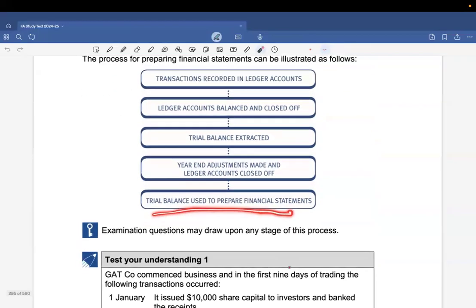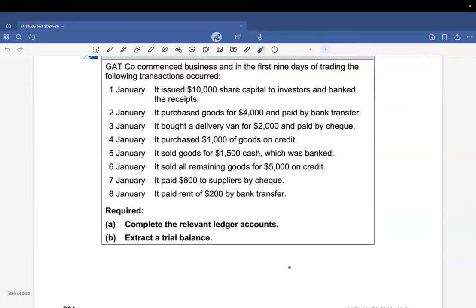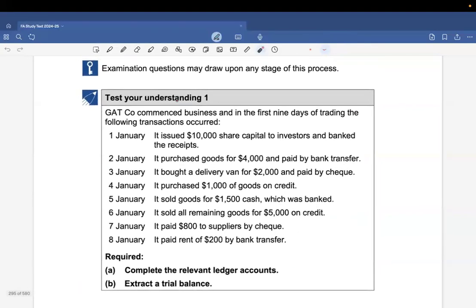And then the final balance would be taken into the FS. Clear? Okay. Now, you would do the homework TYU1, where you're going to complete the ledger accounts and prepare the trial balance out of it.